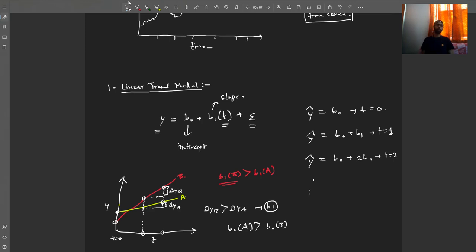Again, let's check it once more. This is A, intercept is this much. This is B, intercept is this much. Which one is more, friends? Obviously, B0 for A is more and B0 for B is less. So, intercept of A is more than the intercept of B. Intercept is what? The value of Y when the independent variable or time is equal to 0. This is the value of the intercept or B0.